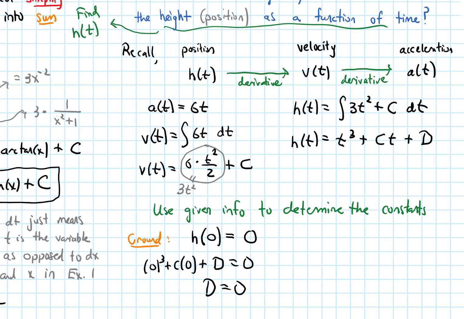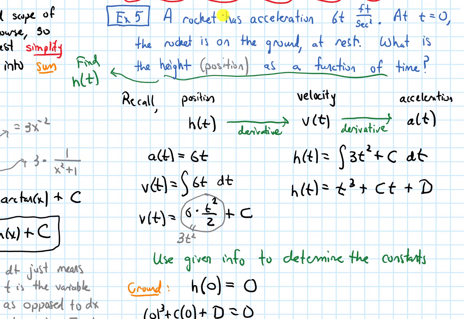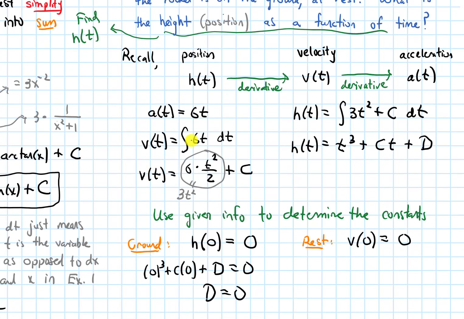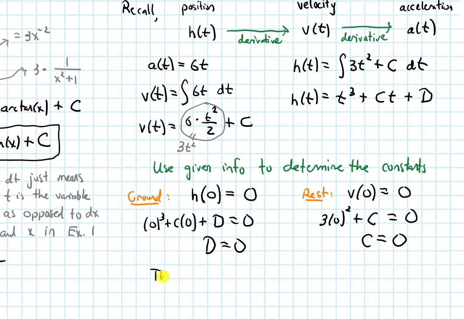The other piece of info the problem tells me is that at t equals 0, the rocket is at rest. At rest means it has no velocity at that time, so the velocity when time is 0 is 0. If I use that same idea, I plug into my velocity function. So we will get 3 times 0 squared plus c equals 0, and that just becomes c equals 0. So this is nice. In this problem, both of the constants were just 0. That won't always be the case.